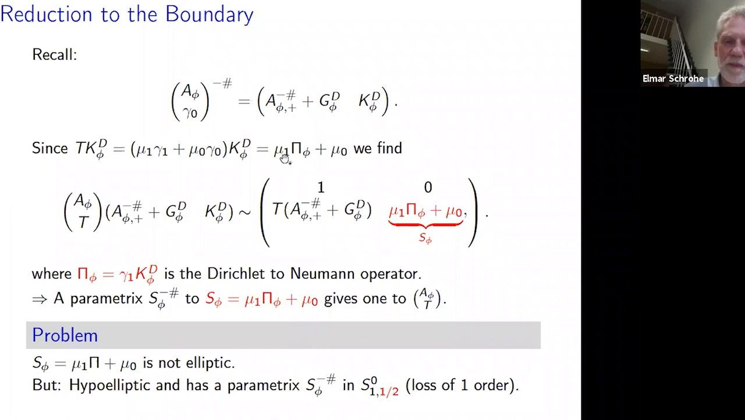So this is the operator here that I mentioned before. And now you have a triangular matrix, and it's easy to invert if this operator is invertible. Unfortunately, of course, it's not invertible. It's not even elliptic, but it's hyperelliptic and it has a parametrix, and this exists. Unfortunately, this is only in S^{1}_{1,1/2}, so you lose one order.